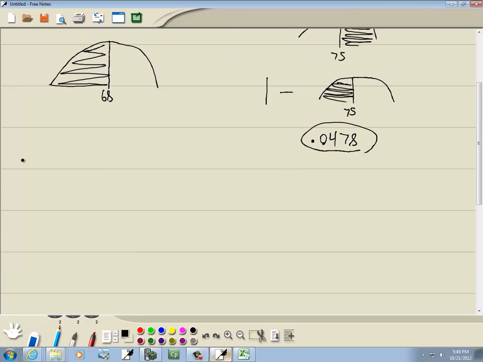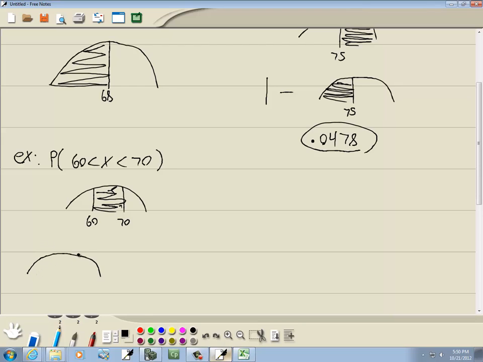Well, let's take a look at a between. So it's between 60 and 70. Well, if I draw that picture, here's 60 and here's 70. We're shading like that. Well, Excel's based upon the area to the left, so we have to rewrite this. We'll do all the area to the left of 70 minus all the area to the left of 60.